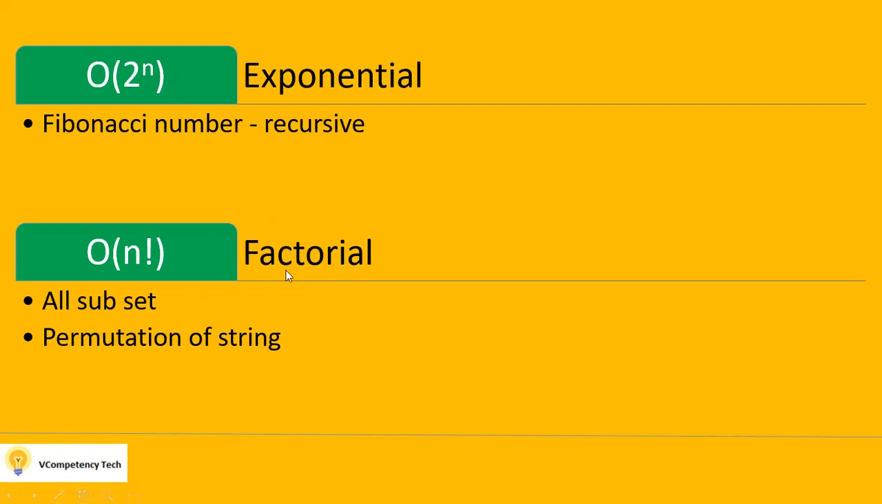If you are writing a program where you create all subsets of an array, or a program for permutations of a string, in this case your time complexity is O(n factorial), and this is very slow, performance-wise very slow.